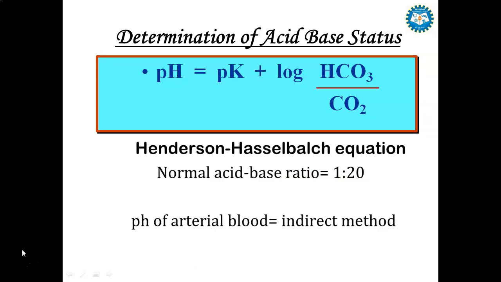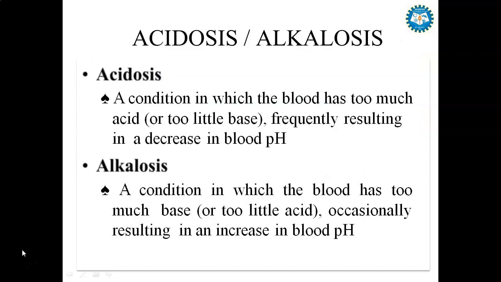So, the determination of acid-base status. Now the balance between acid and base is given as an example for a pH. pH equals pK plus log of HCO3 by CO2. This is the Henderson-Hasselbalch equation. The normal base-to-acid ratio is 20:1. So the pH of arterial blood is an indirect method.